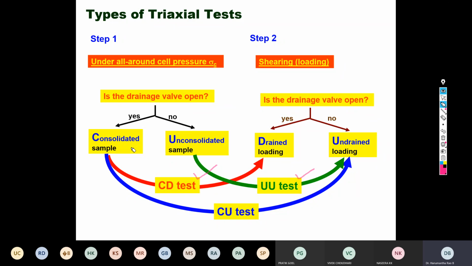So during the consolidation, normally what we do is we apply the back pressure.